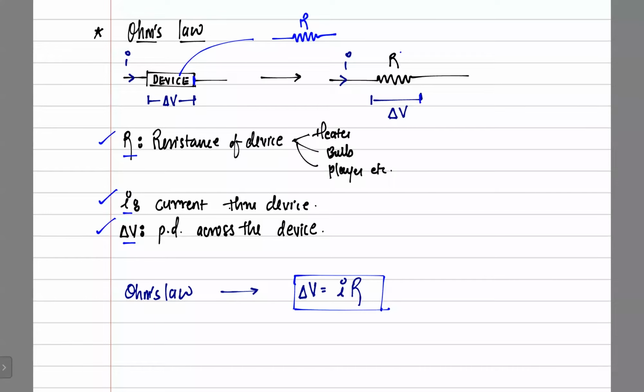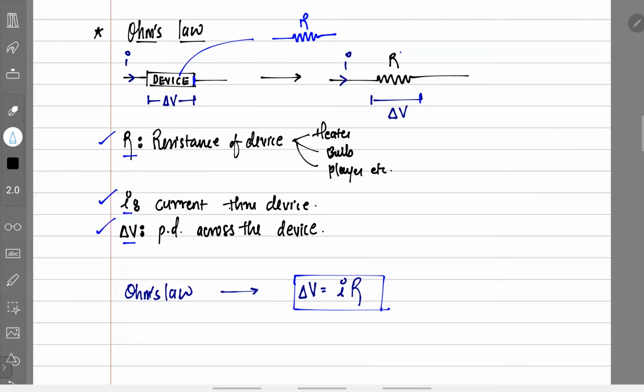Then as per Ohm's law, delta V can be written as IR. Delta V is equal to IR. This is called Ohm's law. This was the first quick concept. Moving forward, can I move forward? Please give me the permission to move forward.